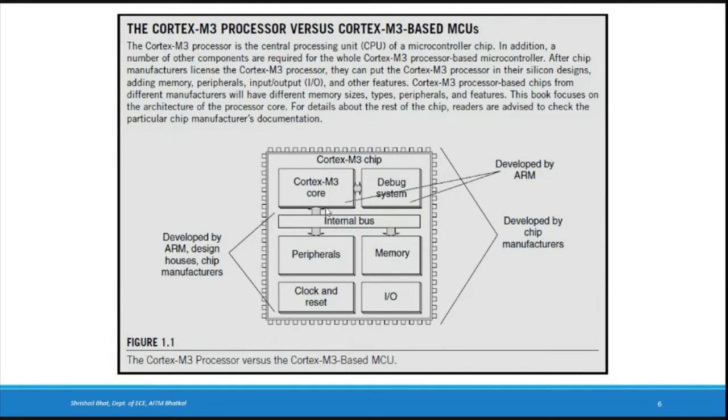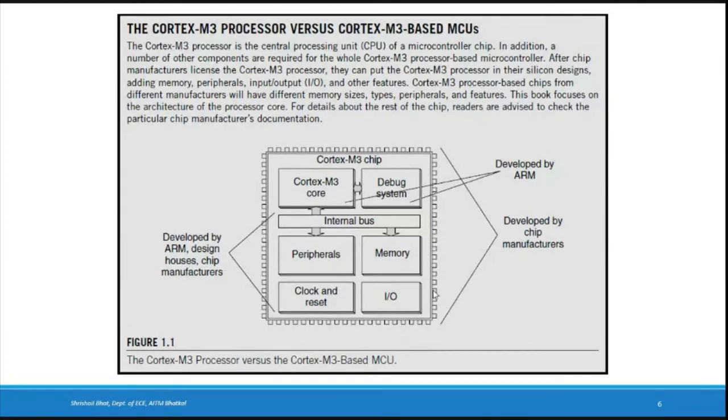Among this, ARM actually makes the design. ARM only makes the design for the processor and certain peripherals. So what you can see is this Cortex M3 core, that is the processor actually, that is developed by ARM. The debug system which is required to debug that particular core is developed by ARM. Then the clock and reset things are developed by ARM, or maybe some design houses or chip manufacturers.